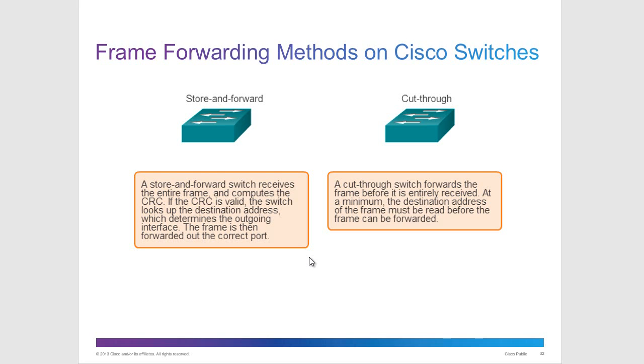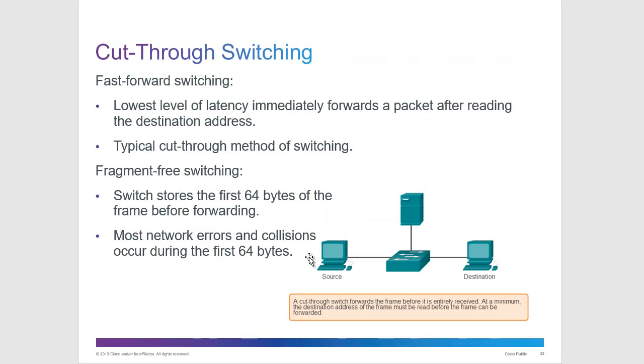Cut through is going to forward the frame either as fast as it can in one method, or in another method it's going to make sure that it's not a runt, and then send it forward as fast as it can. So there are two different cut through methods. Store and forward takes the entire frame, calculates the CRC, and if it's valid, moves it on. Our two different cut-through methods are fast-forward switching and fragment-free switching. Fast-forward is going to read just enough of the frame to know where the frame needs to go, and then send it. That's all it's going to do.